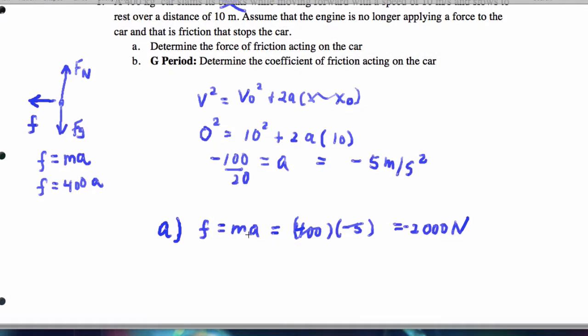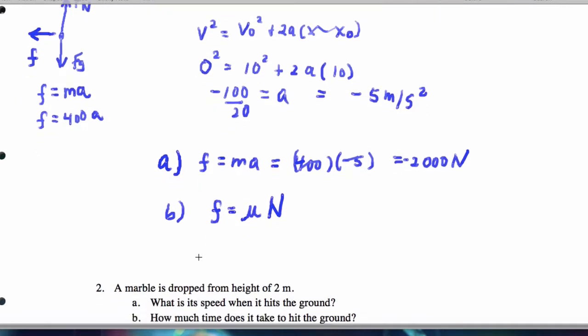And then for B, we want the coefficient of friction acting on the car. That's friction is mu times the normal force. So we have -2,000 equals mu. Now to get the normal force, we need to go back to our free body diagram. Normal force balances the weight.